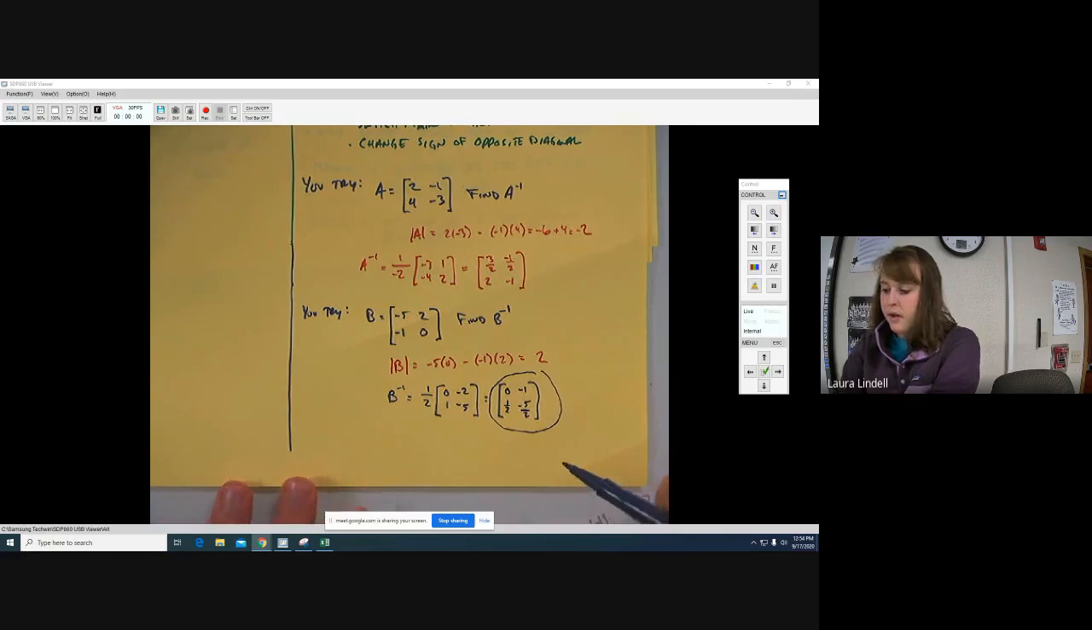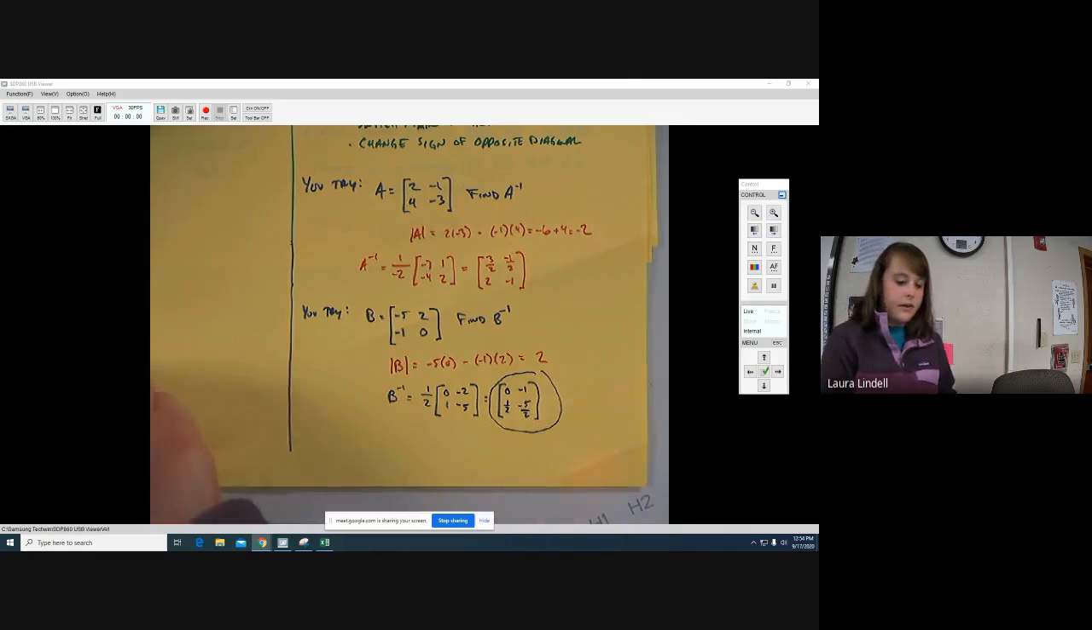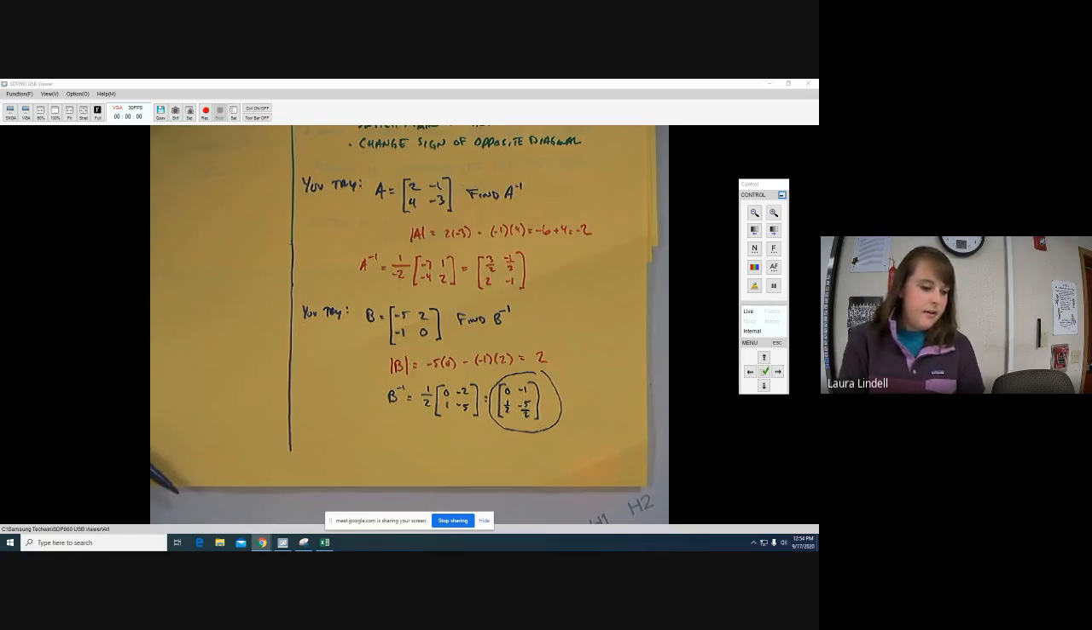Okay. So that's finding inverse matrices of 2x2s in a nutshell. Let's go ahead and do, we'll talk about determinants of 3x3s and how you would calculate it by hand if you wanted to, and then we'll break out the calculators.